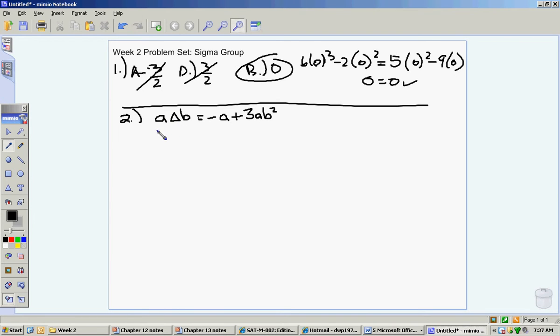So we have -5 triangle 2 is what we're trying to solve for, so you just plug in. It's an arithmetic problem, but you have to be careful about how you plug in. So we have minus -5 plus 3 times A, which is -5, times B squared, and B is 2. When you look at that, you look at your answer choices and you simplify it. Minus -5 is a +5. We have 2 squared, that's 4. Times -5 is -20. Times 3 is -60. So we have 5 minus 60, which is -55, which is answer choice A.